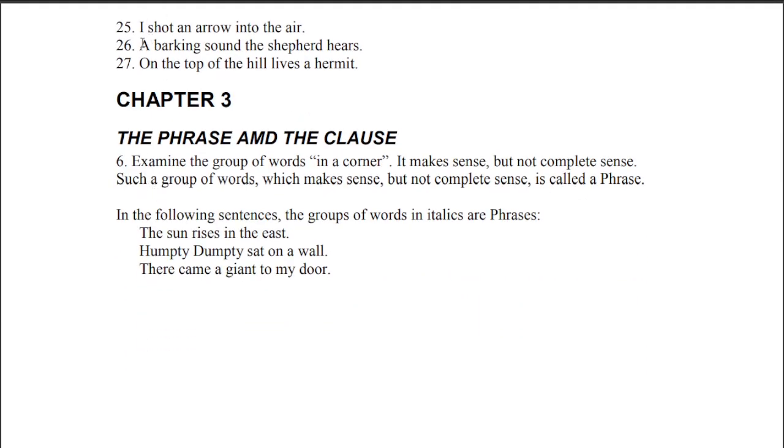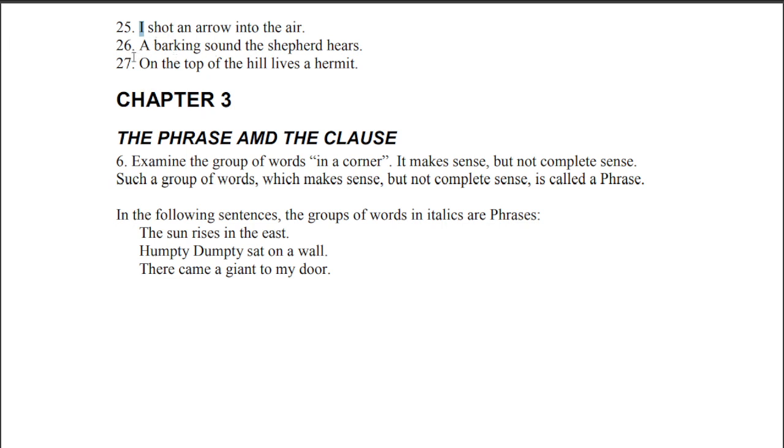Statement 25. I shot an arrow into the air. First of all, the speaker has named a person, and that person is being indicated by I. While shot an arrow into the air, this part of the sentence, is describing or telling us something about I. So, shot an arrow into the air is the predicate, I is the subject.